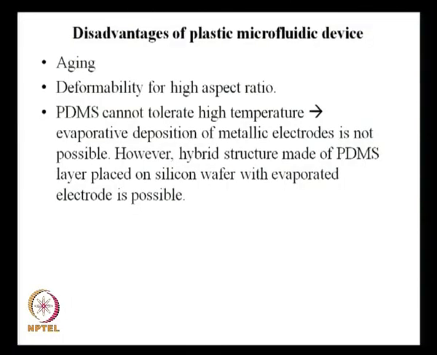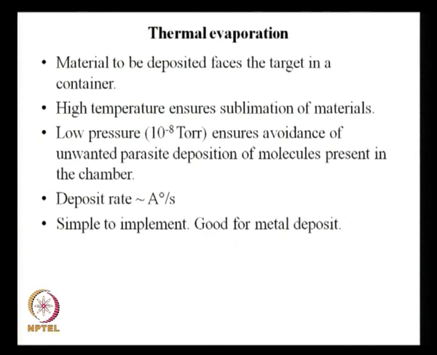So, if you want to have evaporative deposition of metallic electrodes, we have discussed this thermal evaporation. We talked about thermal evaporation in a previous class, where the material to be deposited faces the target in a container. This comes under physical vapor deposition. We discussed two types of deposition, physical vapor deposition and chemical vapor deposition. And under physical vapor deposition, we said we can have thermal evaporation or we can have sputtering.